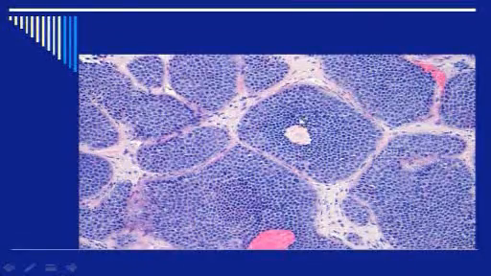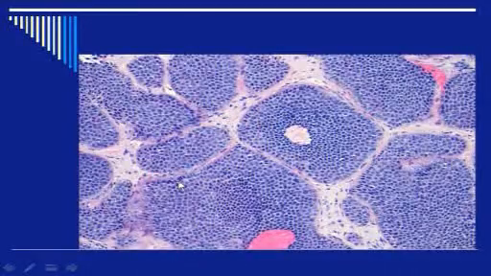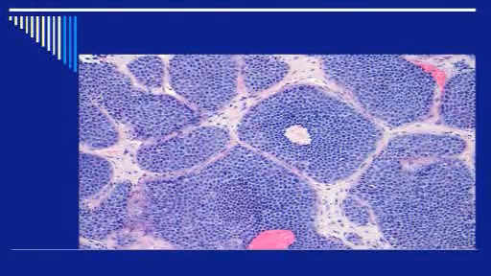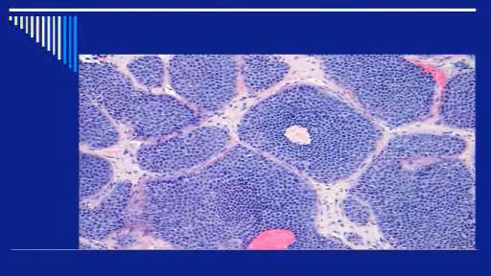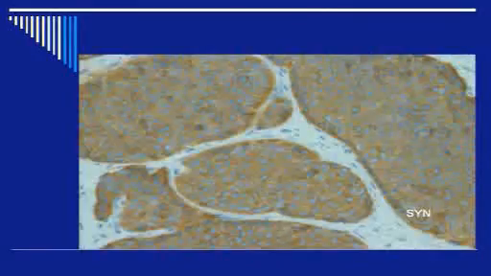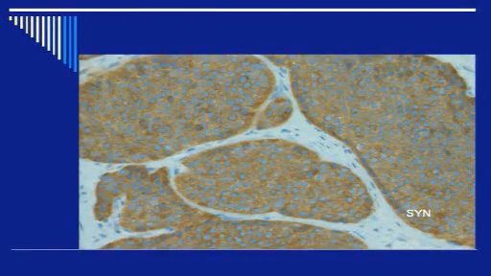And on a higher power, so we see these cells very clearly. Again, they're very monomorphous, very uniform looking. They really don't have very prominent mitotic activity or anything, but for sure this was an endocrine carcinoma, a well-differentiated endocrine carcinoma which was metastasizing to the liver. And the synaptophysin was strongly positive.